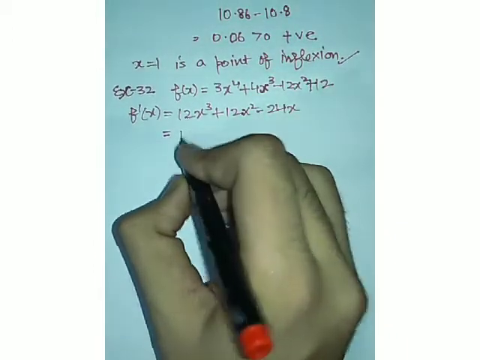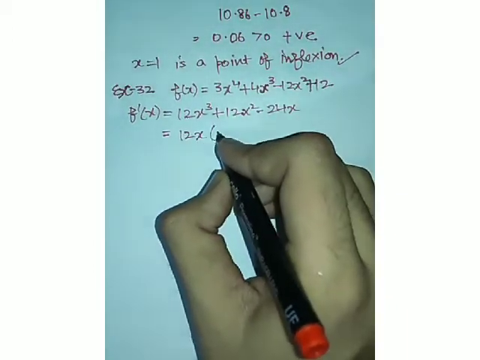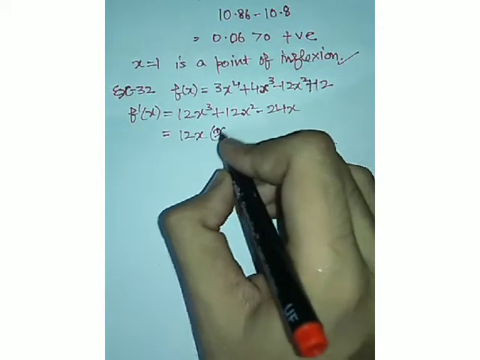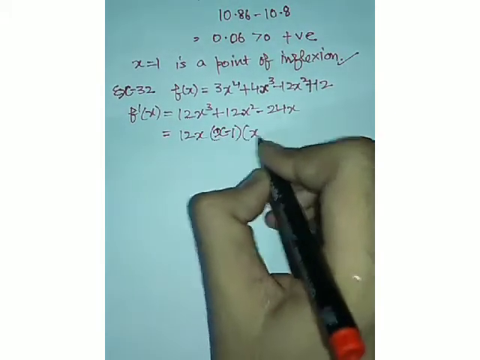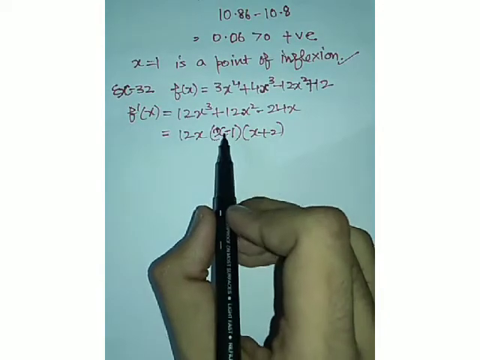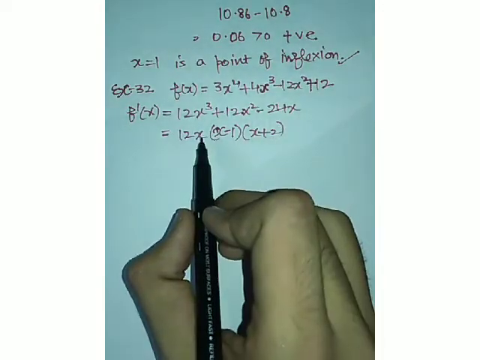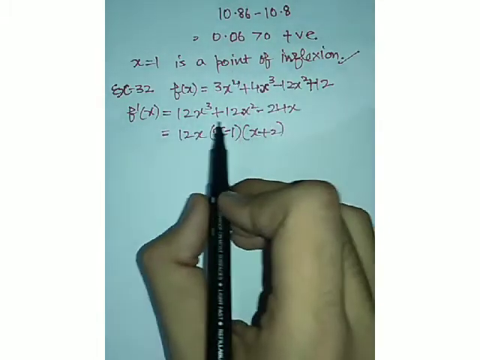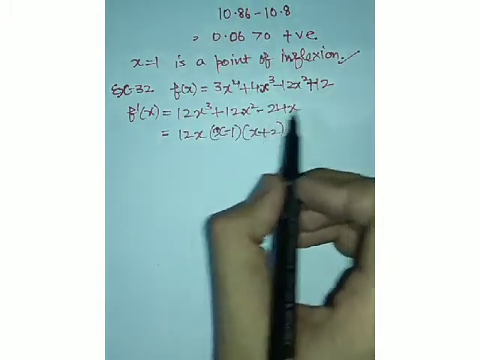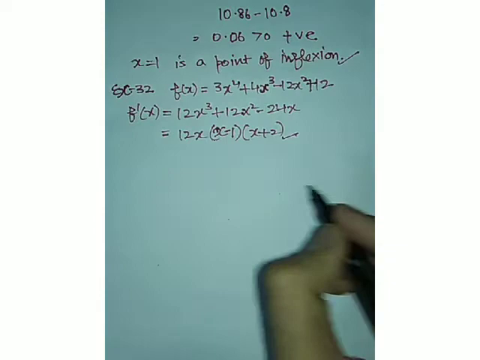If you simplify it, you can take 12x as a common factor, and you will be left with x minus 1 and x plus 2 only, because it's x square plus 2x minus x minus 2, and when multiplied by x, the terms become x cube plus x square minus 2x. All right, so these are the factors.